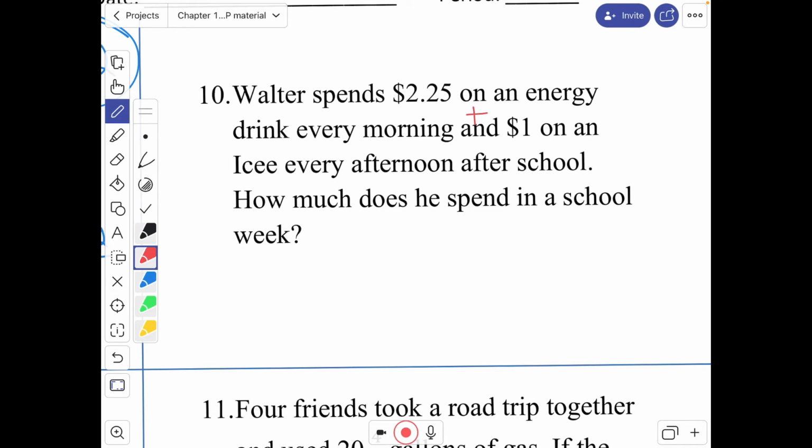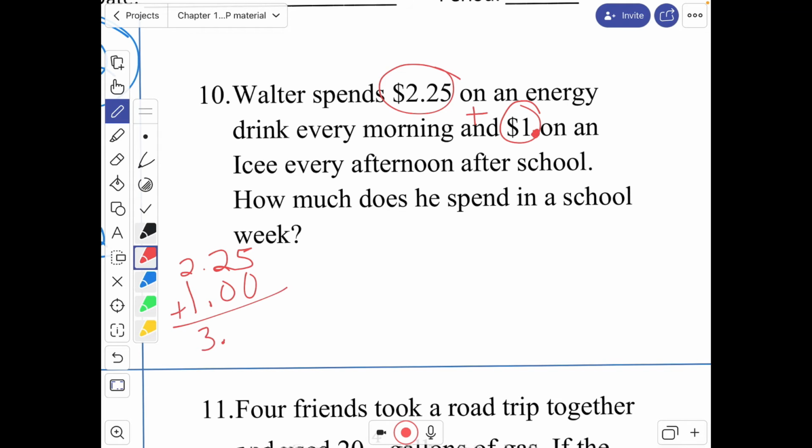Number 10. Walter spends $2.25 on an energy drink every morning and $1 on an icy every afternoon after school. How much does he spend in a school week? Well, first of all, let's find out how much he spends in one day. So that's $2.25 plus $1. And again, you need to line up the decimals. So in $1, the decimal would be at the end. That means it needs to go under that first 2.